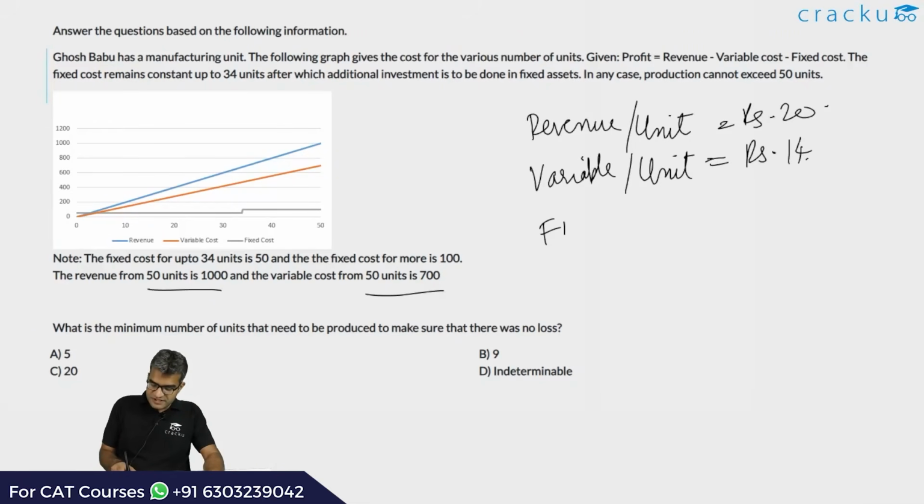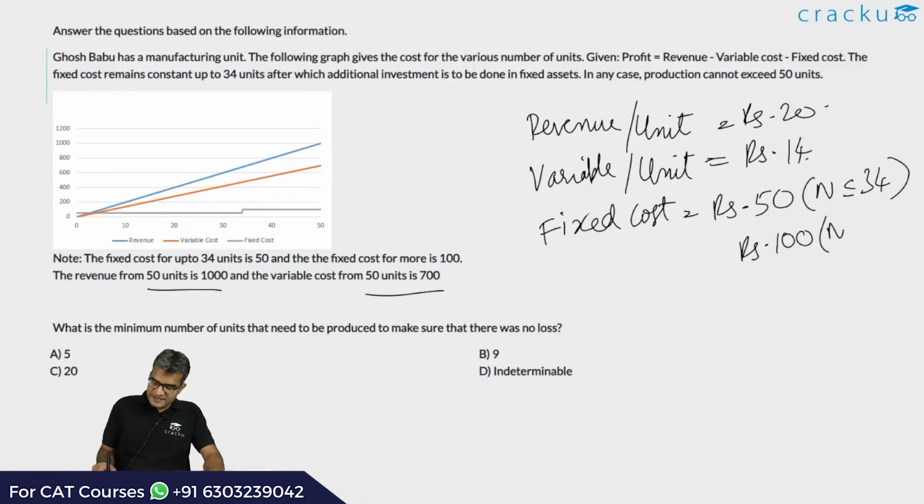The fixed cost is not dependent on the number that is produced. The fixed cost is rupees 50 if the number produced is less than or equal to 34, and it is rupees 100 if the number produced is greater than 34. Now what we are required to calculate is the number of units that need to be produced so that there is no loss. Let us first consider the case that this value n is less than or equal to 34.